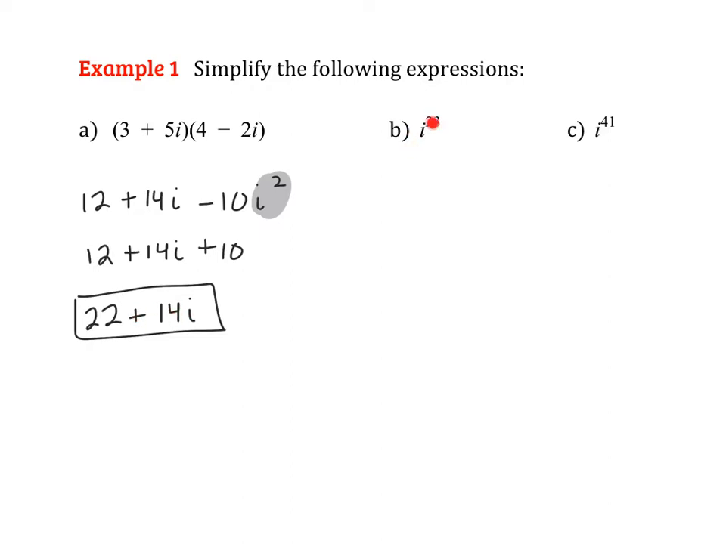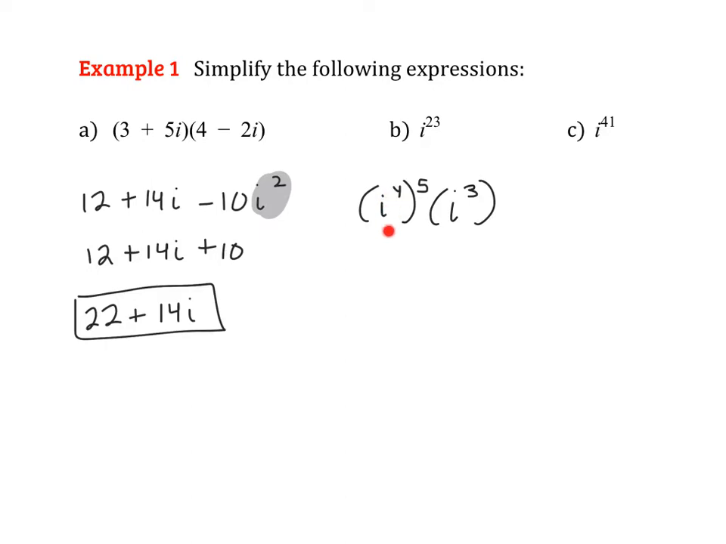Okay, now let's see if we can simplify i to the 23rd. So remember, anytime we have i to the fourth, it becomes 1. So I'm going to see if we can make the maximum groups of i to the fourth. I know that the maximum would be 20 if I have 23, because that's the highest multiple of 4. So I can write this as i to the fourth to the fifth, which becomes i to the 20th. And then what I have left is i cubed.